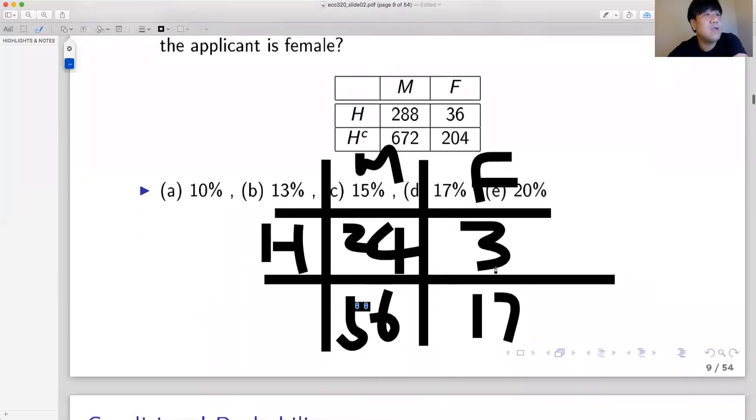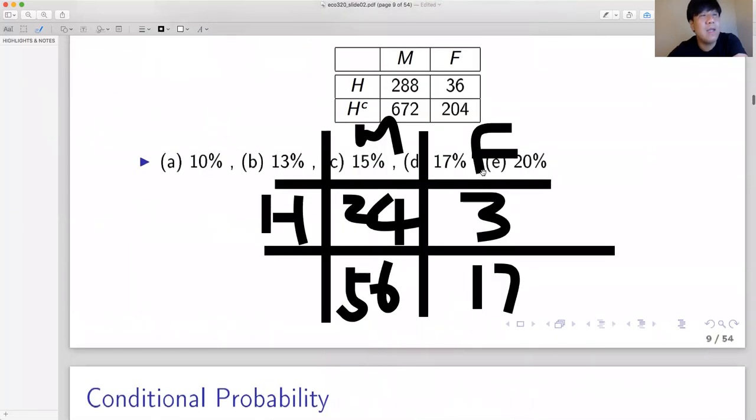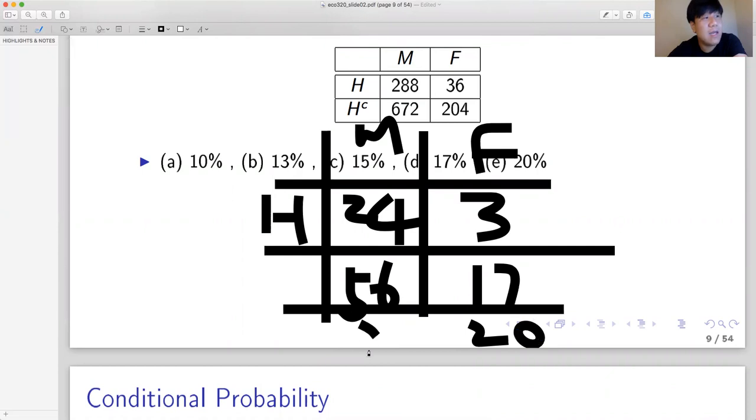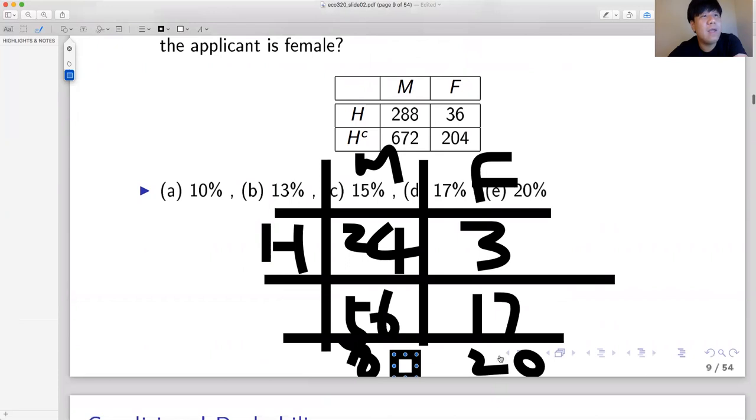And the summation of, so this is the probability of B, or the probability of a female. In the previous chapter, we learned that the probability of a female is what? It's the marginal probability, a summation of these two numbers, right? So that is actually 20%. And the probability of male is what? 80%. And the summation of this is 27, and the summation of this is 73. So the probability of female is 20%.